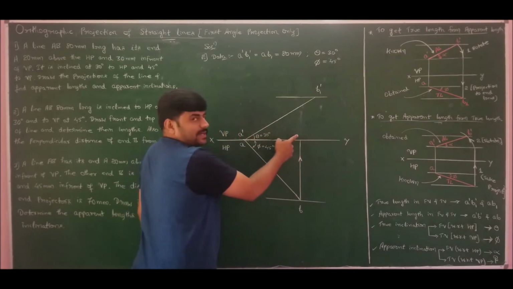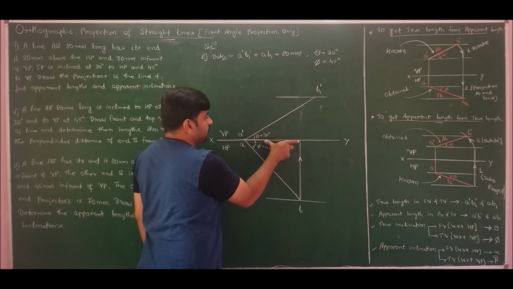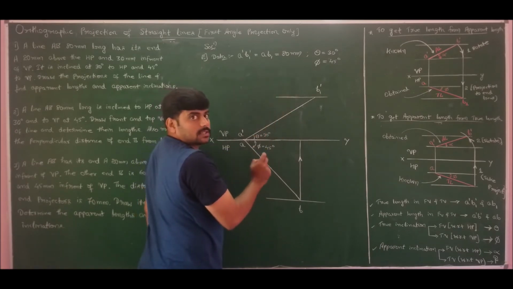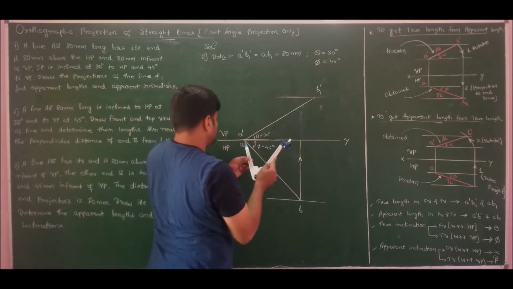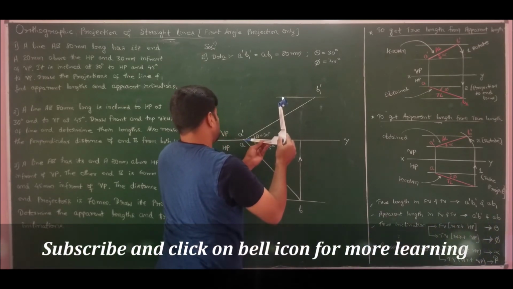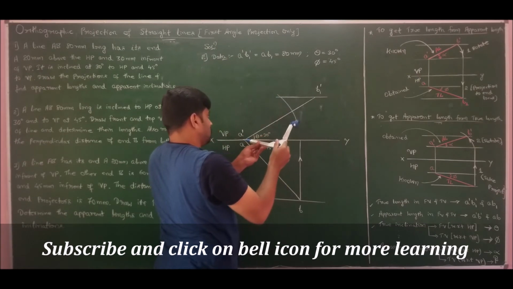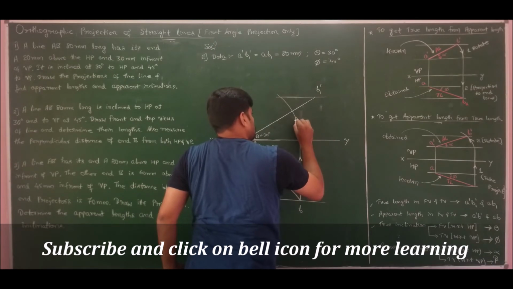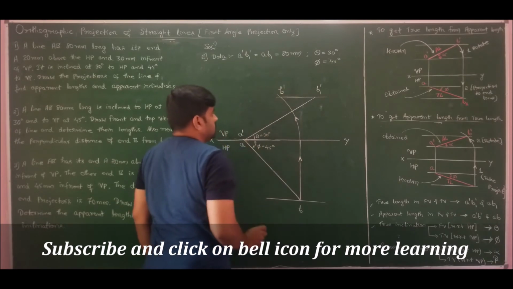This is point B dash, but this is not the locus of B, so therefore keeping the same dimension I should shift locus of end B to its locus. So this I can do by using compass. Keeping the same dimension, draw an arc. So thereby I got point B dash.